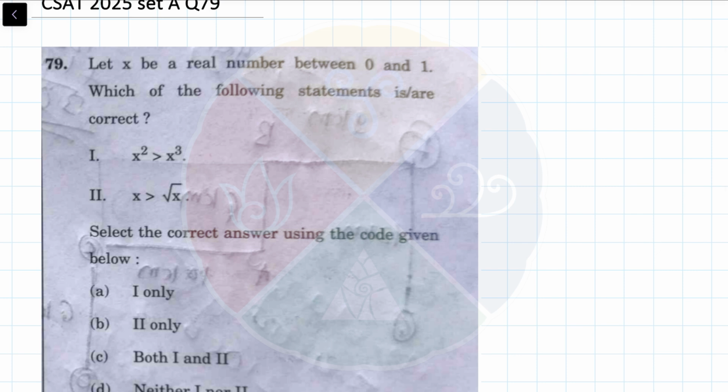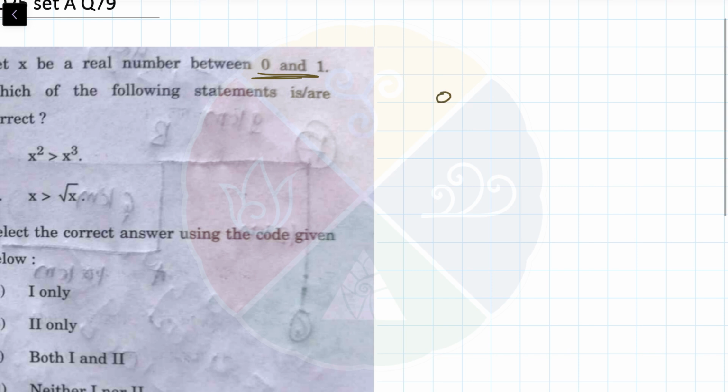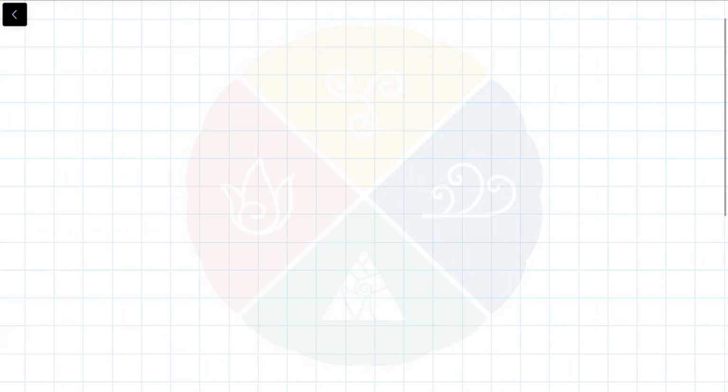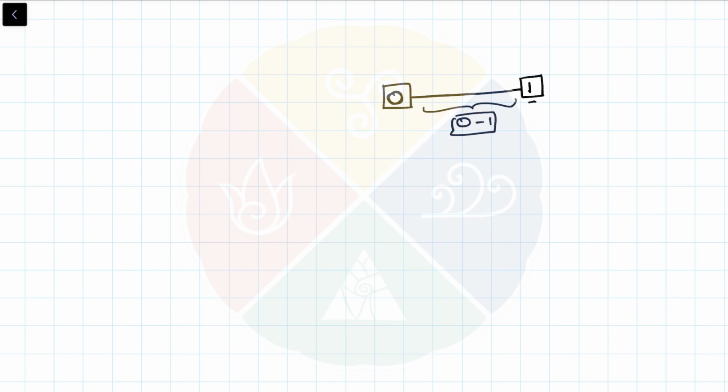Let x be a real number between 0 and 1. So, x is a number between 0 and 1. Whenever a power is involved, you have to classify the numbers into separate groups. Those groups are: 0 itself is a group. Then the values from 0 to 1 are another group. 1 is a separate group. The values above 1 are another group.